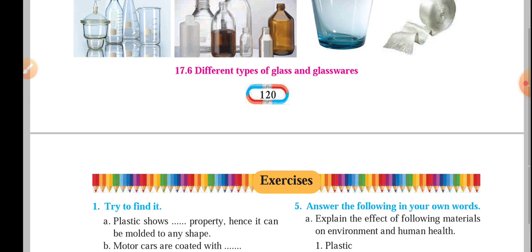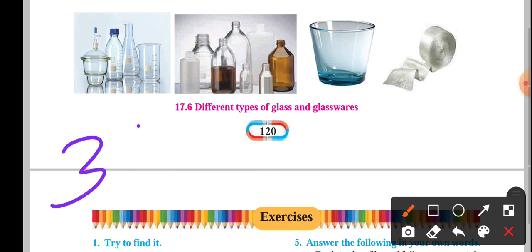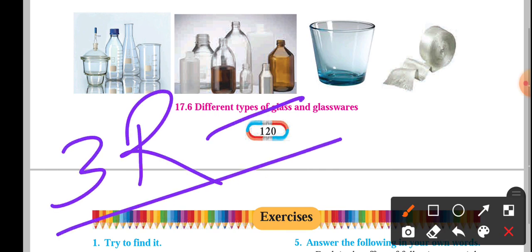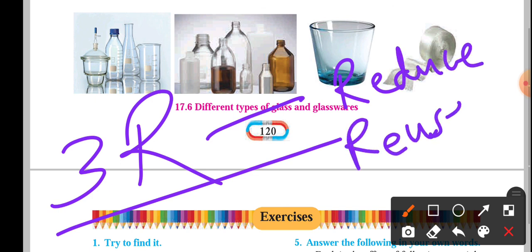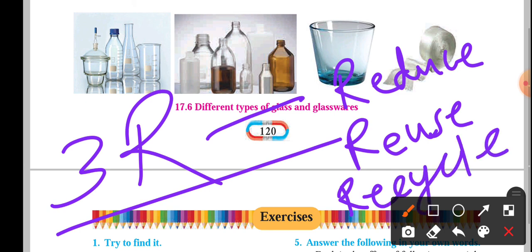So we have 3 R's for these kinds of materials: reduce, reuse, and recycle. So don't forget about these 3 R's. They are the most important part of protecting this environment.